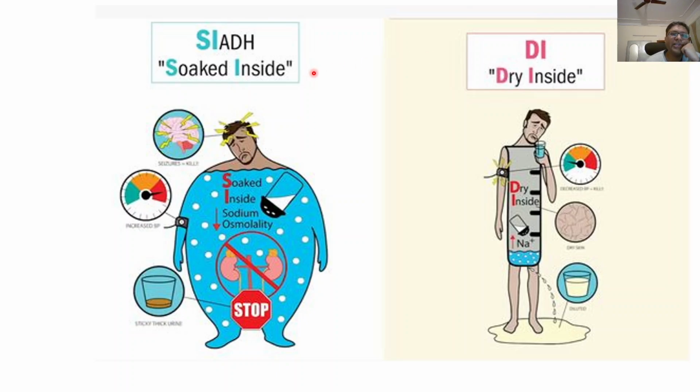In SIADH, the patient is soaked inside and it's a dilutional hyponatremia. Serum osmolality and sodium are low. Because of this low sodium, there can be seizures and raised ICP. In diabetes insipidus, a lot of free water excretion happens through the urine. So you get a hyperosmolar condition with the patient dehydrated inside.